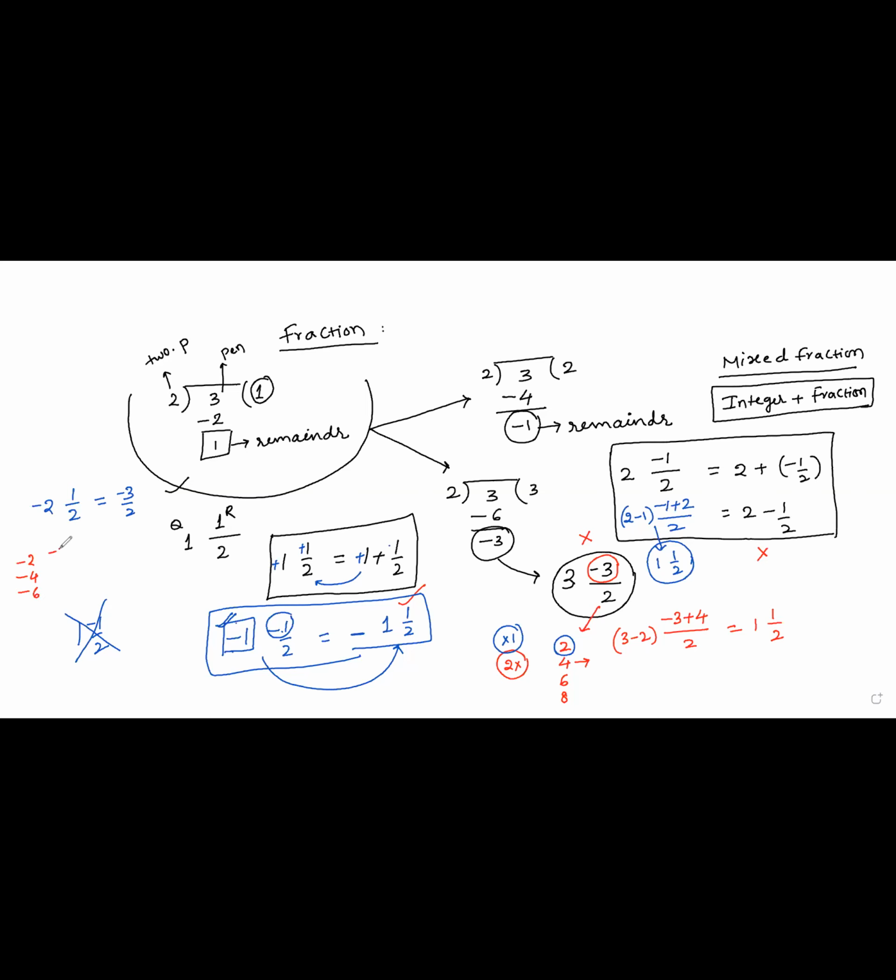Then -2, I am not changing so far. I will change it later. 1 plus, sorry, +1 -2 divided by 2. So then you are getting -1 by 2. That is clear to everyone.